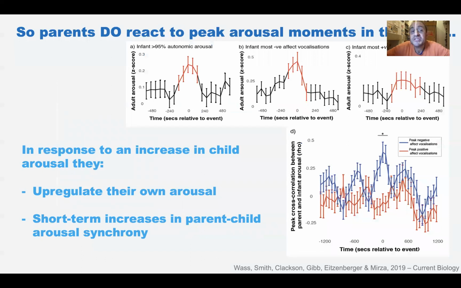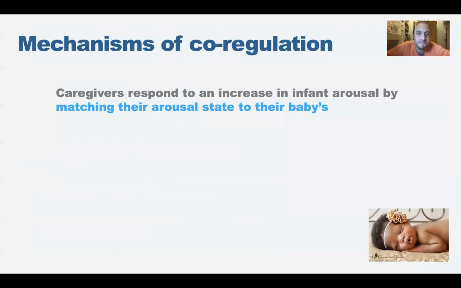So this suggests that parents do react to peak arousal moments in the child, and they react in two different ways. In response to an increase in infant arousal, they upregulate their own arousal. So that's increasing their arousal state, potentially to match the arousal state of the child. And then we also know that we get short-term increases in parent-child arousal synchrony. So we get these two different types of movement. So this is parents responding to an increase in infant arousal by matching their arousal state to their babies.